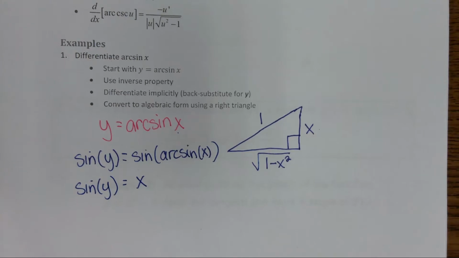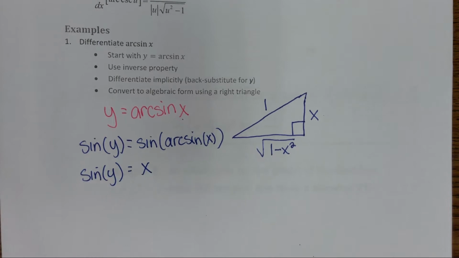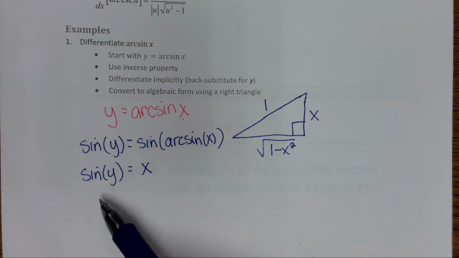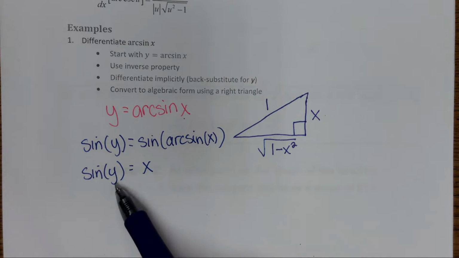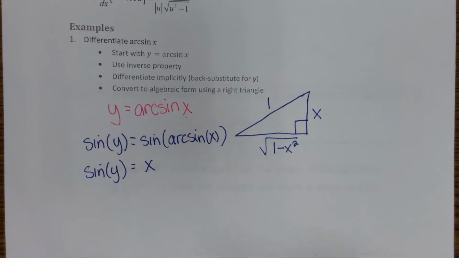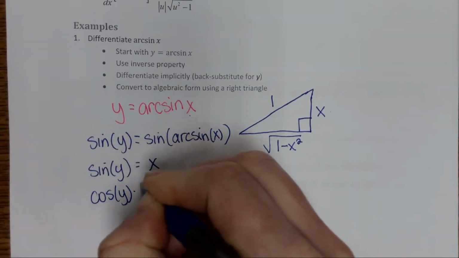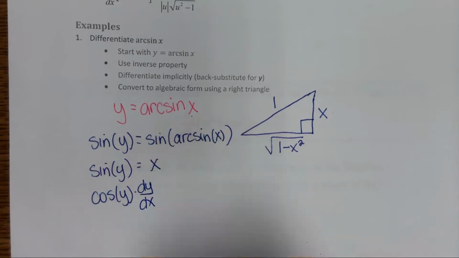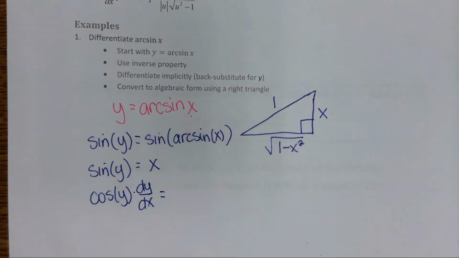Find dy/dx. What is this? This is just implicit differentiation. Let's find dy/dx. Let's take the derivative of both sides. What's the derivative of sine? Cosine, but it's of y, so afterwards I'm going to multiply by dy/dx. So cosine of y dy/dx equals, and what's the derivative of x?